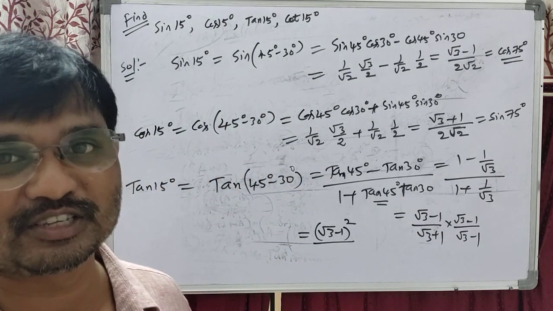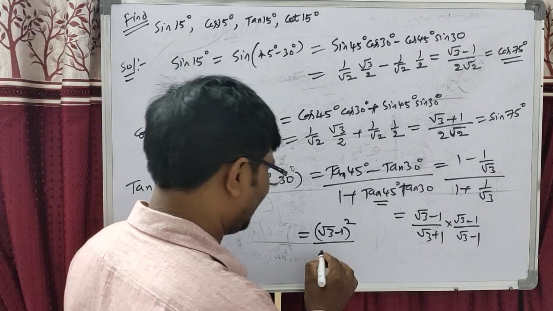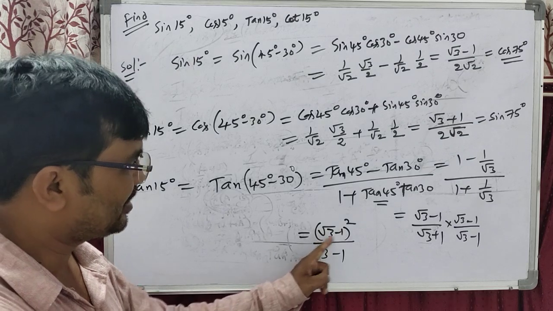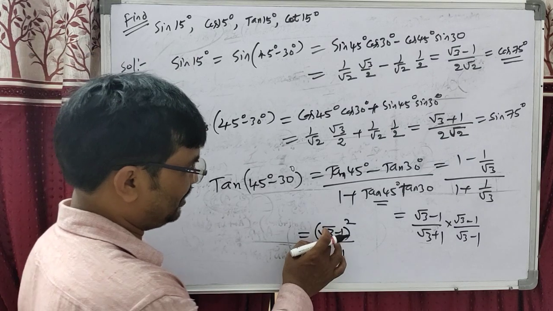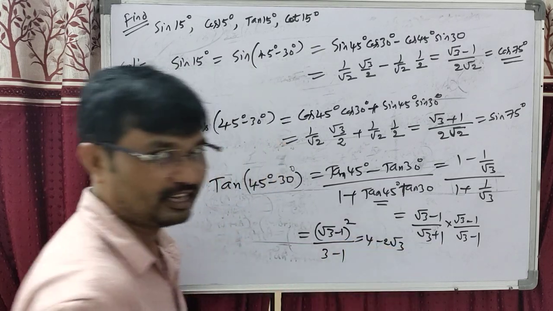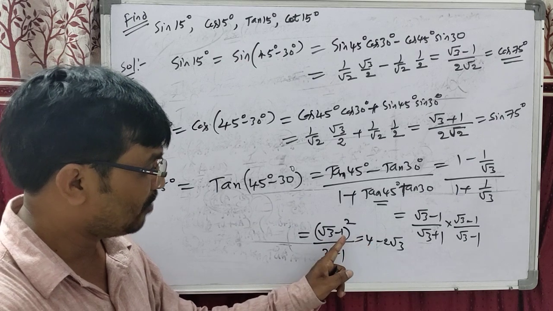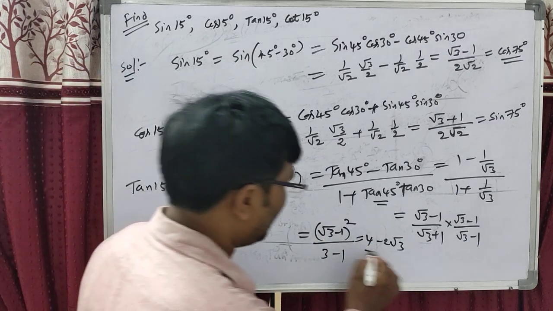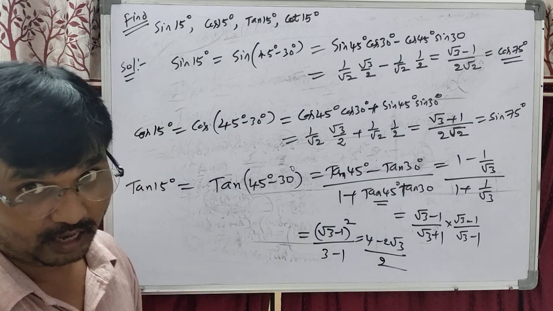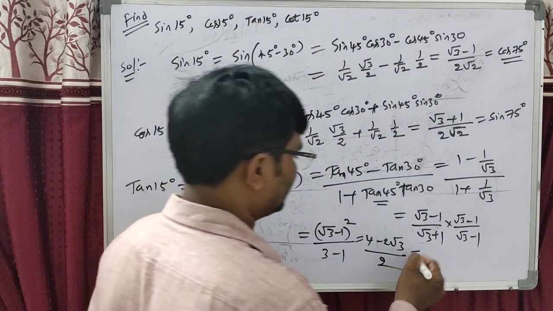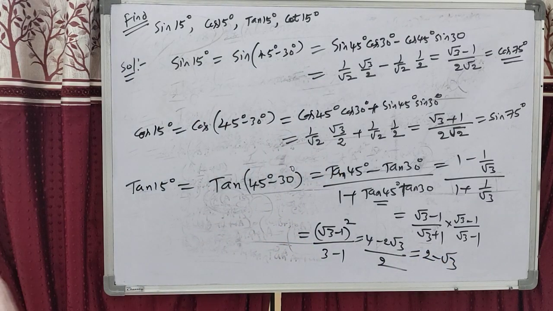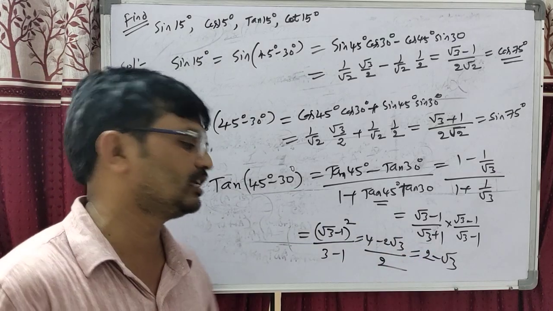A square minus B square. That is, A square is 3, B square is 1. Dear students, we have to take A minus B whole square. A square 3, B square 1: 3 plus 1 is 4, minus 2AB is minus 2 root 3, upon 2. 3 minus 1 is 2. Now this is divided by 2. Dear students, this is 2 minus root 3. My dear students, we can write it as 2 minus root 3.